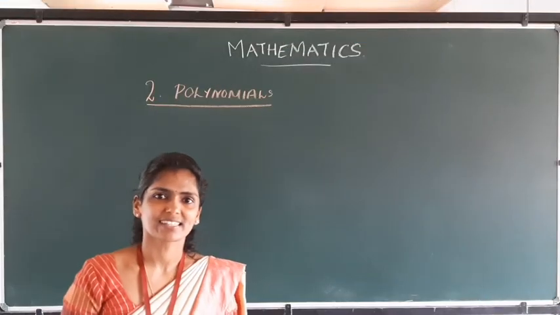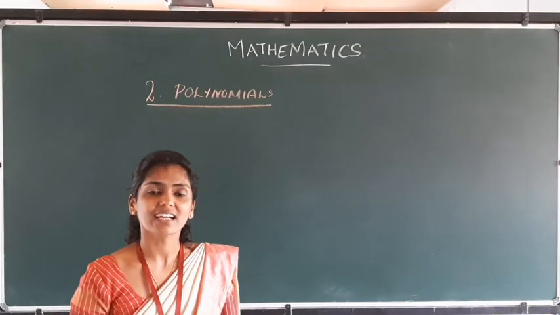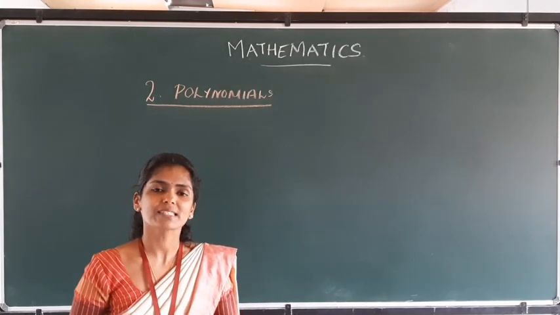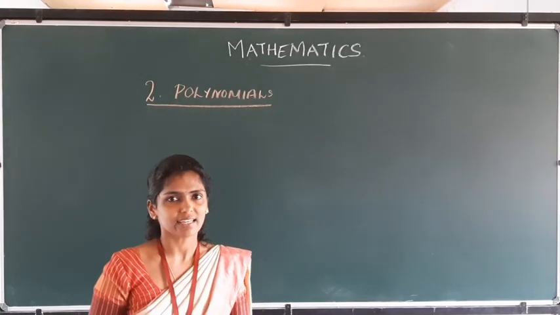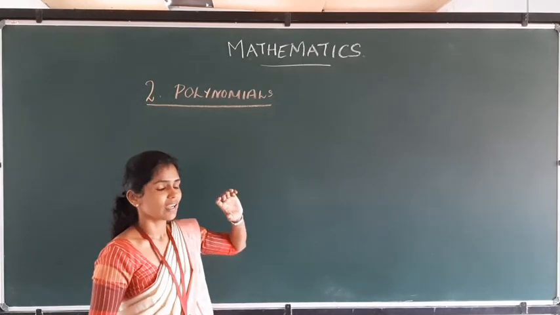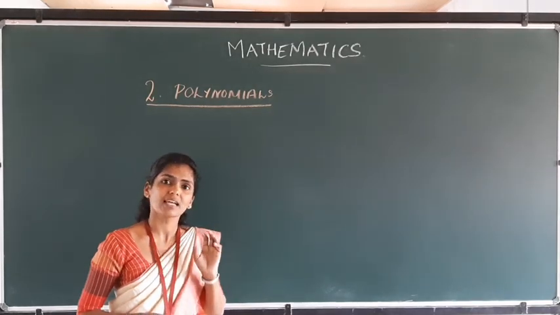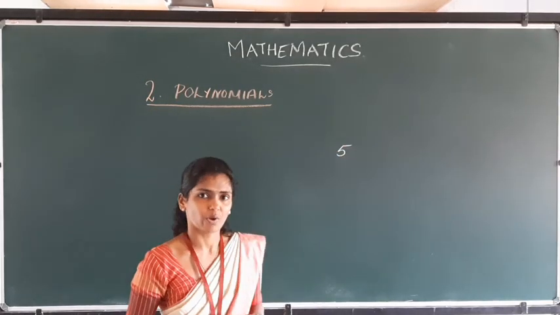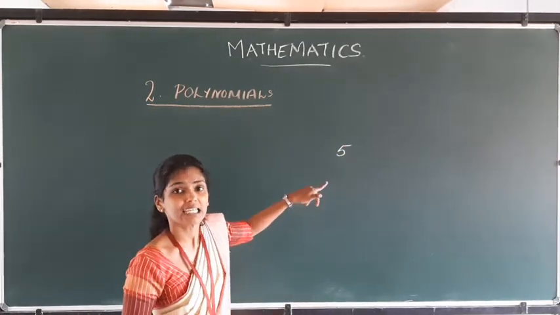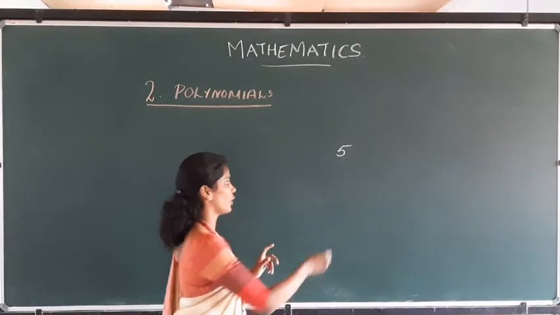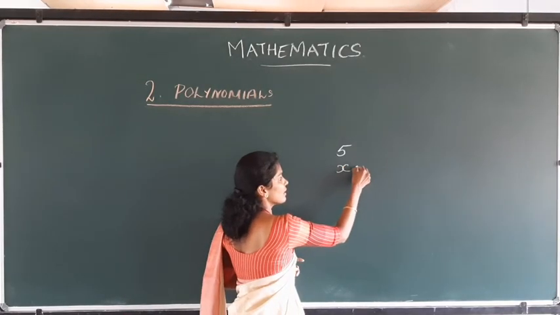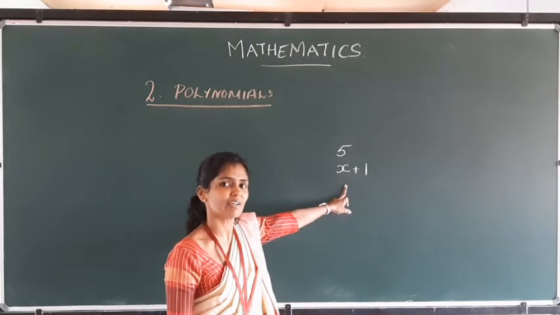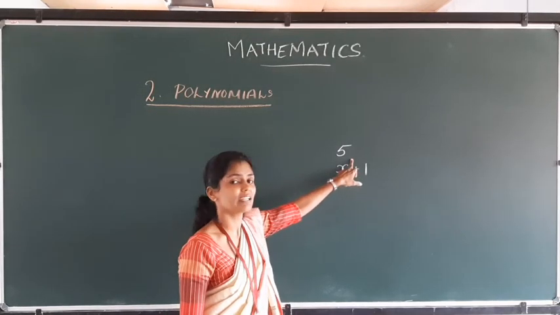Hello my dear students. In the last section we have studied classification of polynomials based on terms and based on degrees. Here we discuss classification of polynomials based on degrees. In a constant polynomial, we say the degree is 0. Okay, what about this case? x plus 1. This is a linear polynomial. Why? Here the degree is 1.